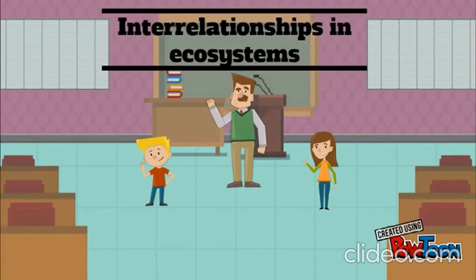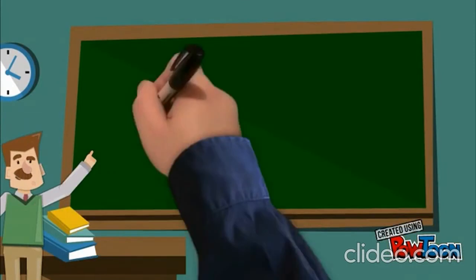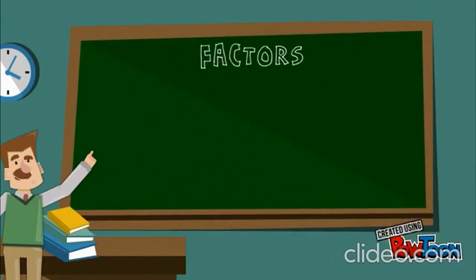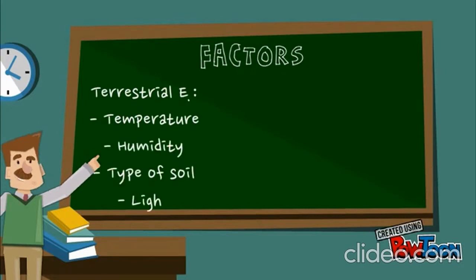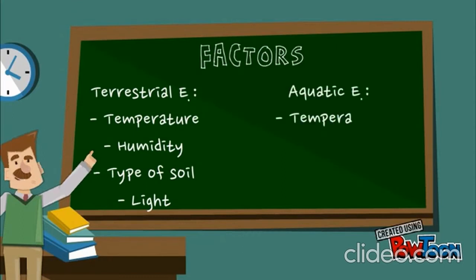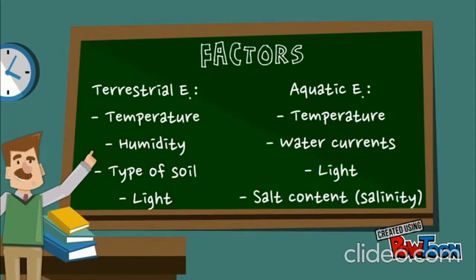Today, we are talking about the interrelationships in ecosystems. Let's begin. Living things are affected by different factors in the environment. Do you remember there are two different types of ecosystems, terrestrial and aquatic? In terrestrial ecosystems, the main factors are temperature, humidity, type of soil, and light. And in aquatic ecosystems, the main factors are temperature, water currents, light, and salt content, which is the salinity.